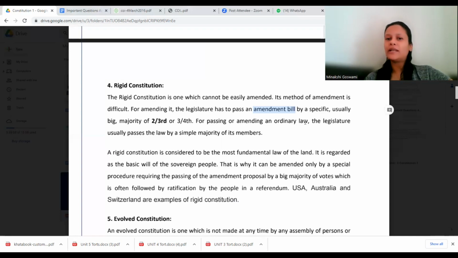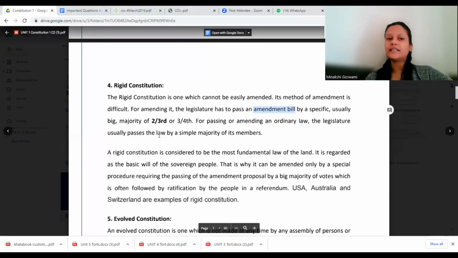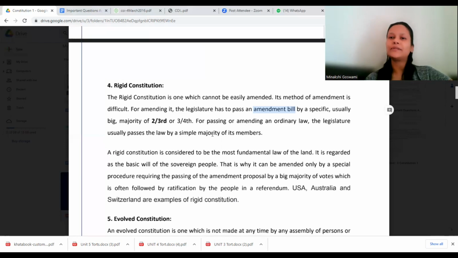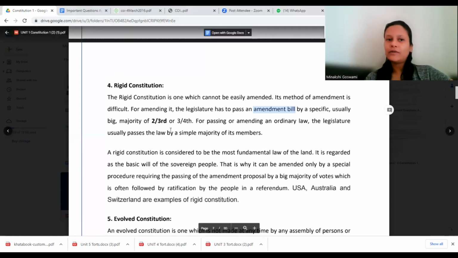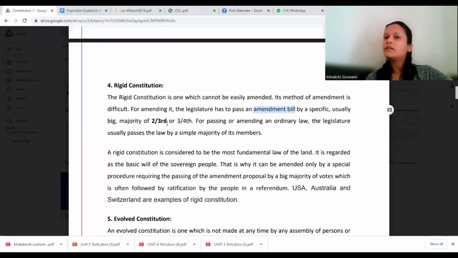For passing or amending an ordinary law, the legislature usually passes the bill by a simple majority. Simple majority as in 50% of the members should approve it. But when we say 2/3 of the members, it's more, right? If there are 100 members, 75 should be approving. So like that, it makes the process a little bit difficult.